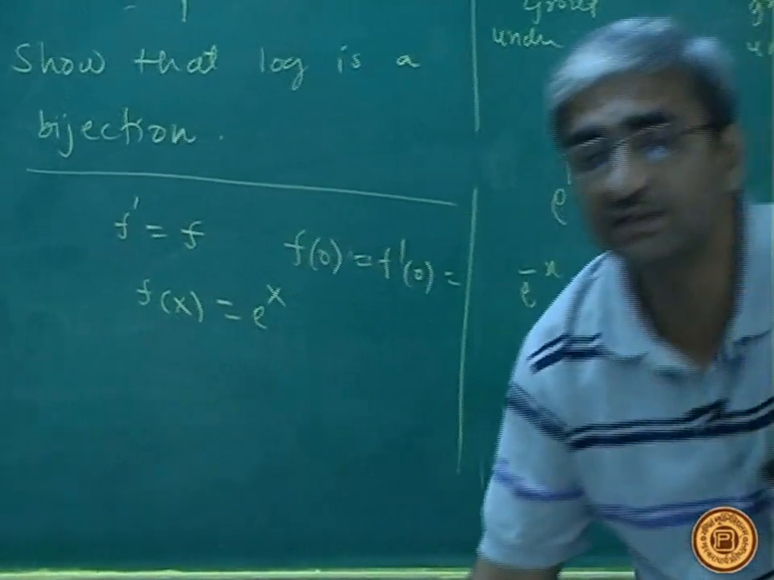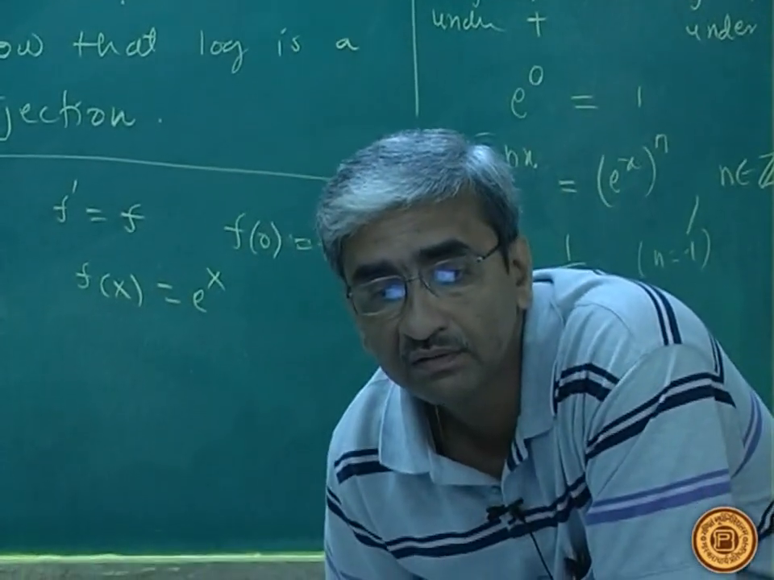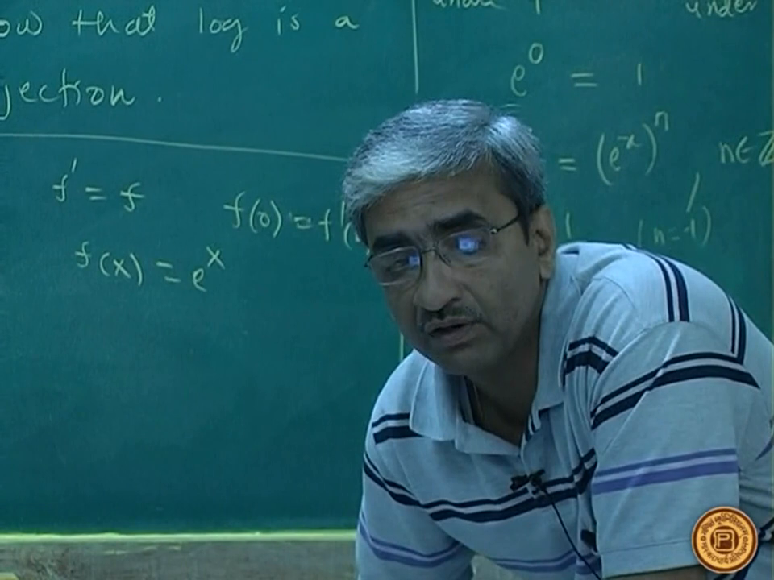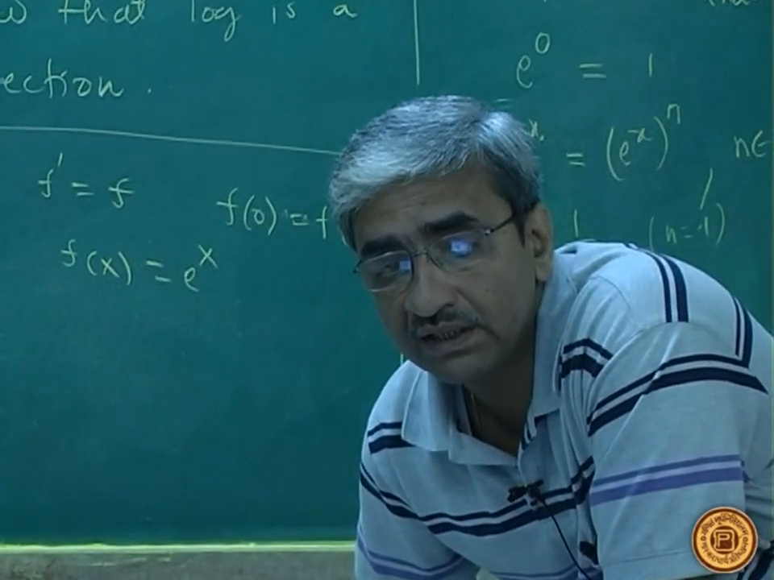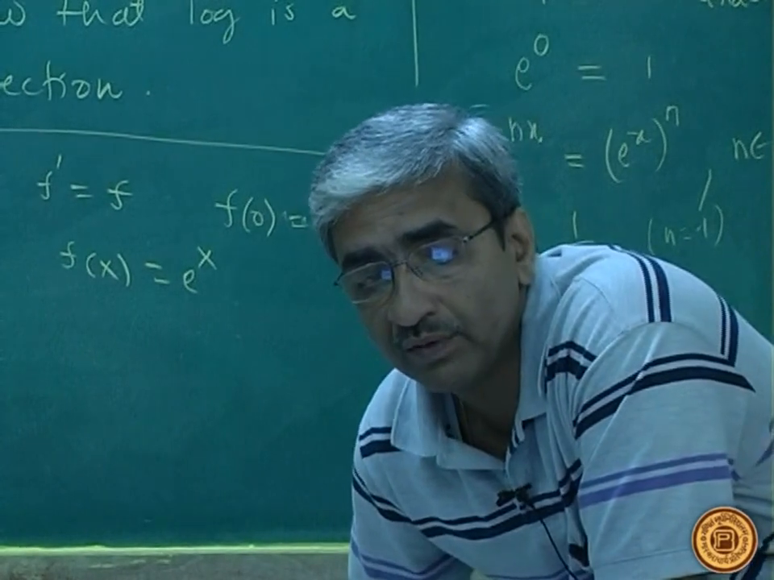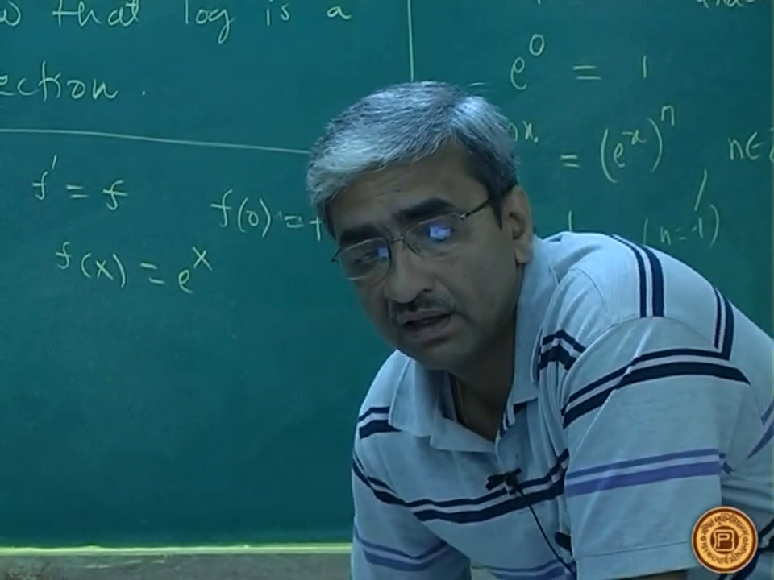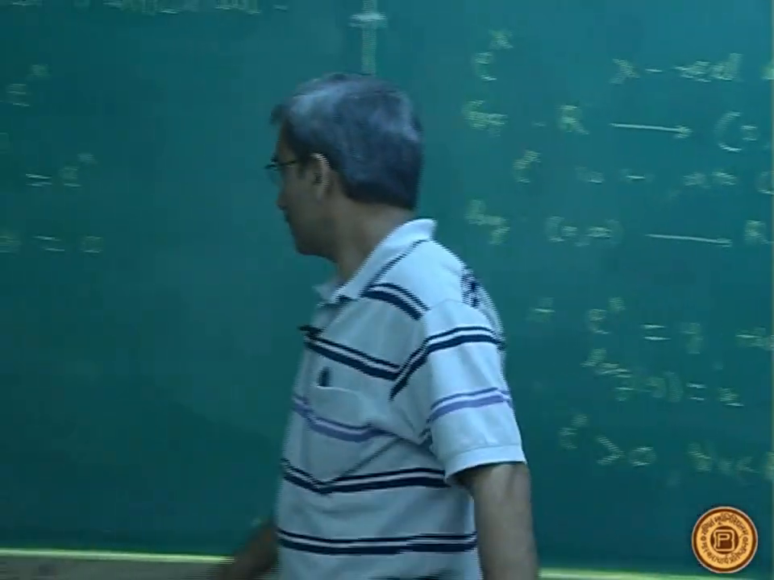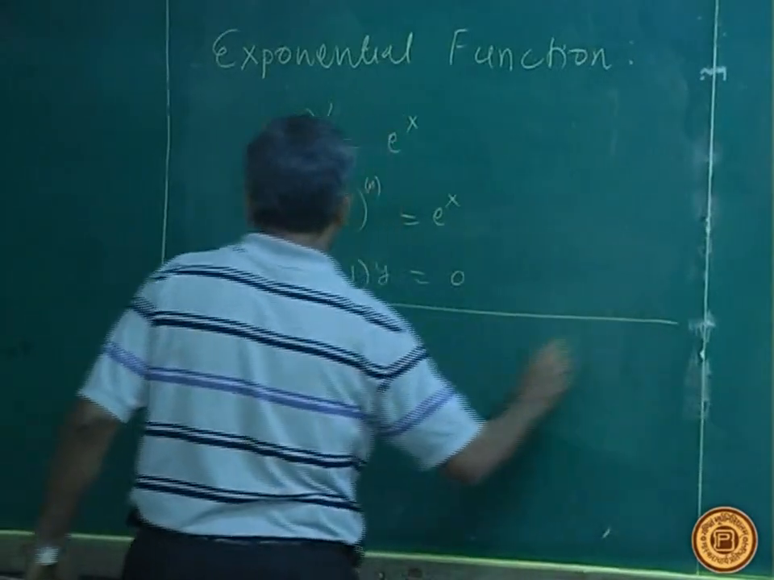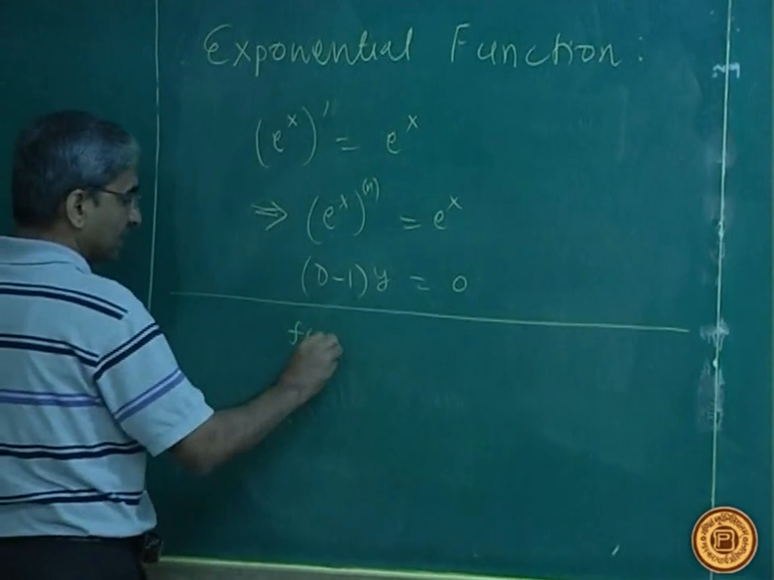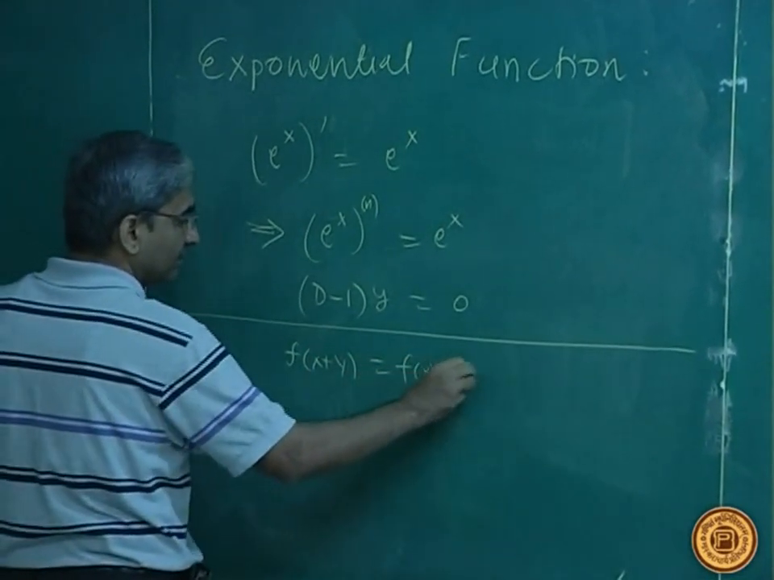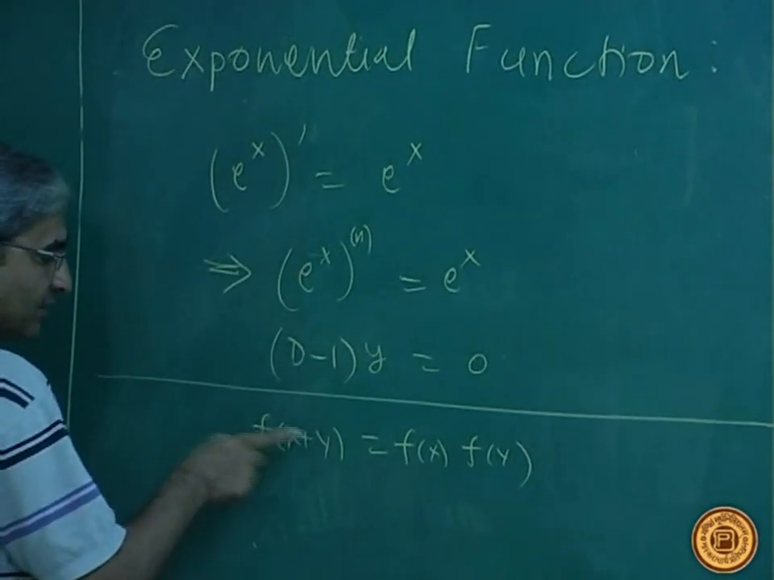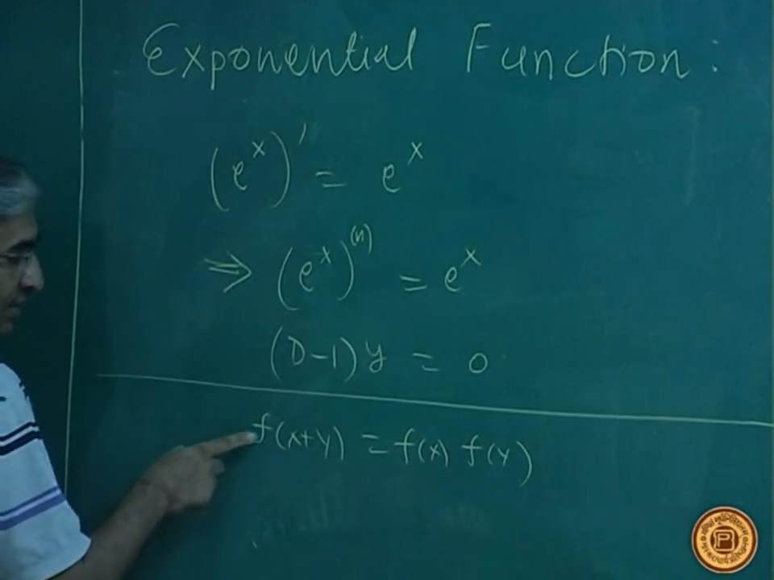The next property is: f is a real valued differentiable function on R satisfying f of x plus y equals f(x) into f(y), with f(0) equal to f dash 0 equal to 1, then f(x) is e to the power x. So this is the functional equation approach, that is f of x plus y is f(x) into f(y). E to the power x satisfies this equation. If you put in place of f the exponential function, it will satisfy.